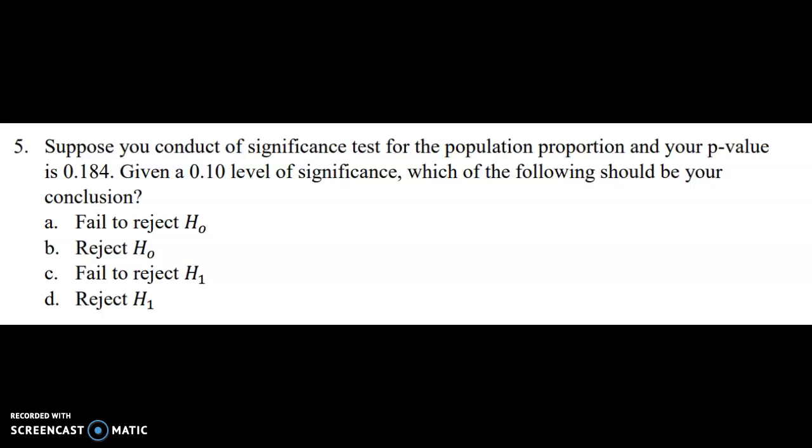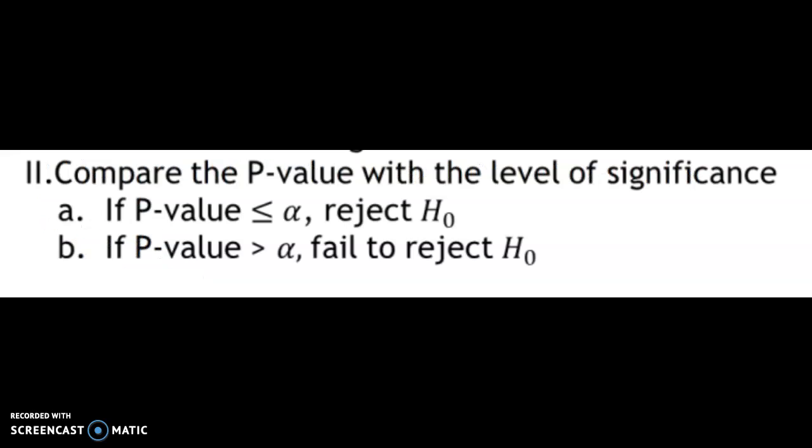Question number 5. Suppose you conduct a significance test for the population proportion and your p-value is 0.184. Given a 0.10 level of significance, which of the following should be your conclusion?